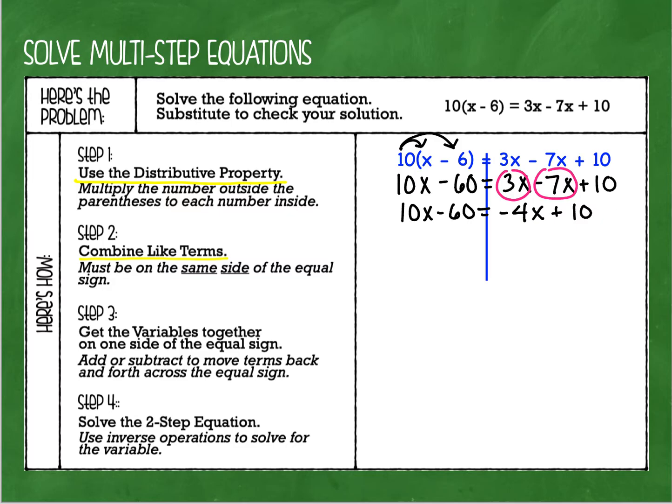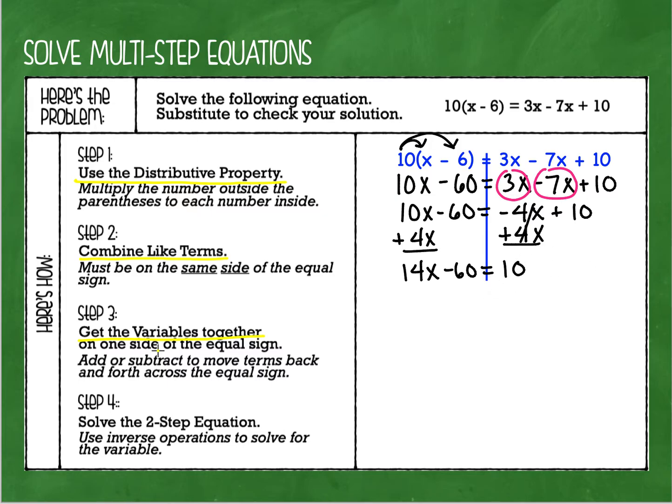All right, moving on. Step 3. We're going to get these variables together on the same side. So I can either move the 10x over to the right side, or I can move the negative 4x over to the left side. I like my variables on the left side, so I'm going to move this negative 4x, and we have to add or subtract when we move things across the equal sign. So I'm going to add 4x on each side, and that's going to leave me with 14x minus 60 on the left side, and it's going to leave me with 10 on the right side.